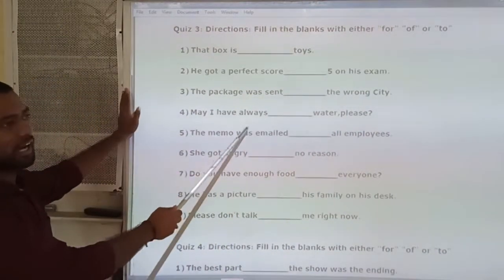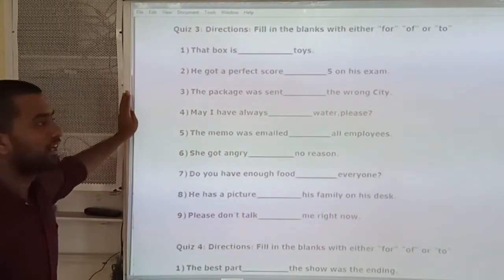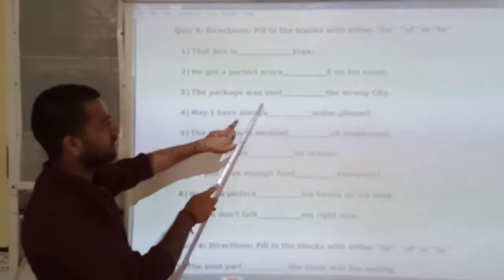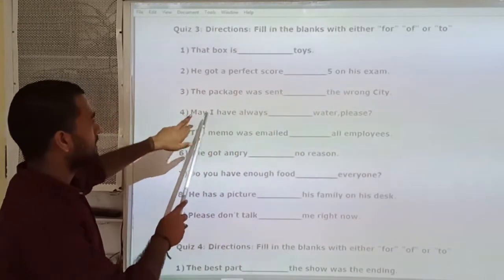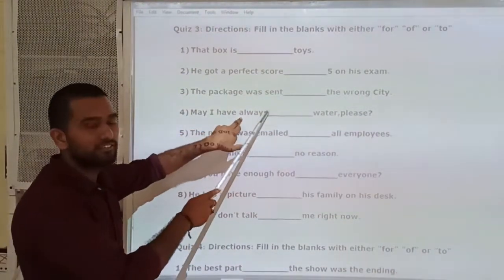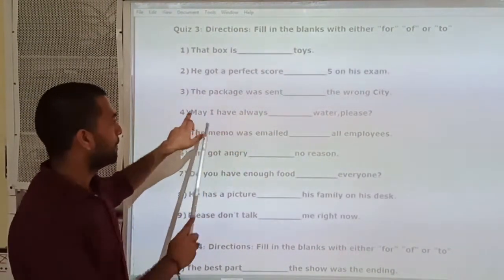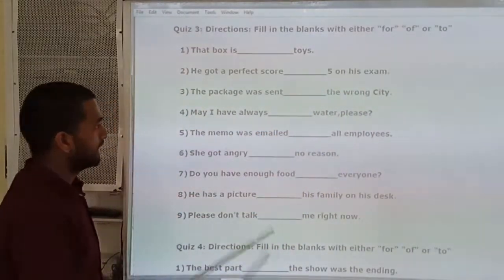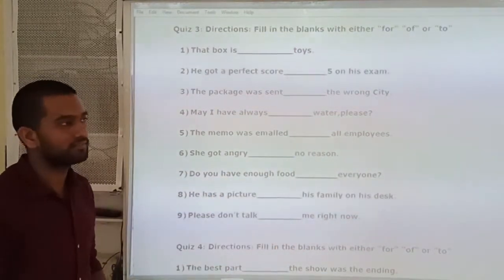Next, may I have always dash water, please. Sorry, here the word is given wrong. It is mistyped. See, may I have a glass of water? Here it is not always, it is a glass of water. May I have a glass of water, please. Next, the memo was emailed to all employees.